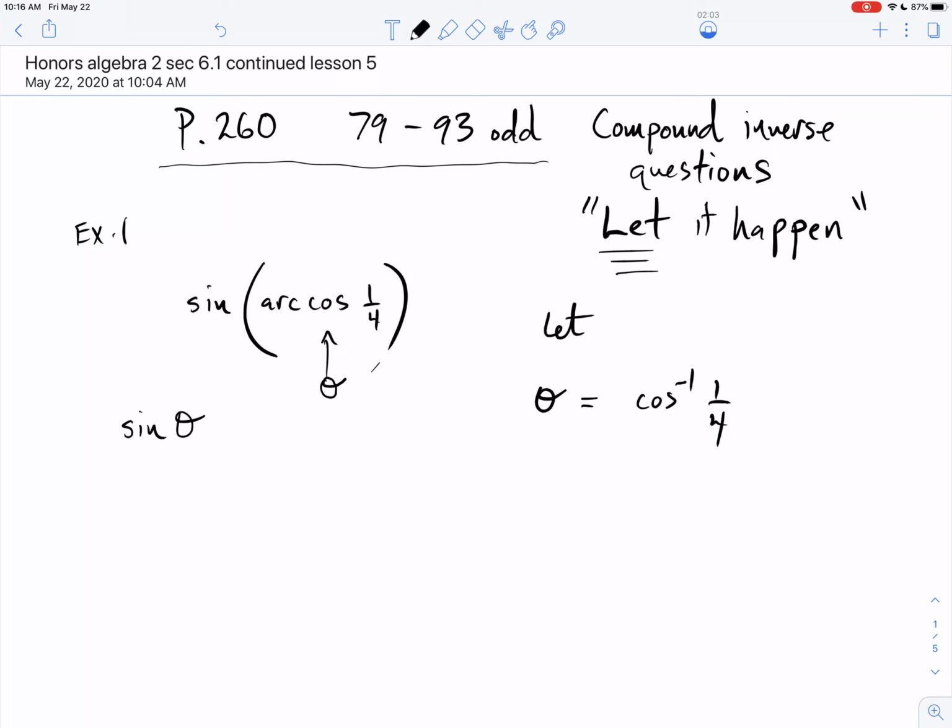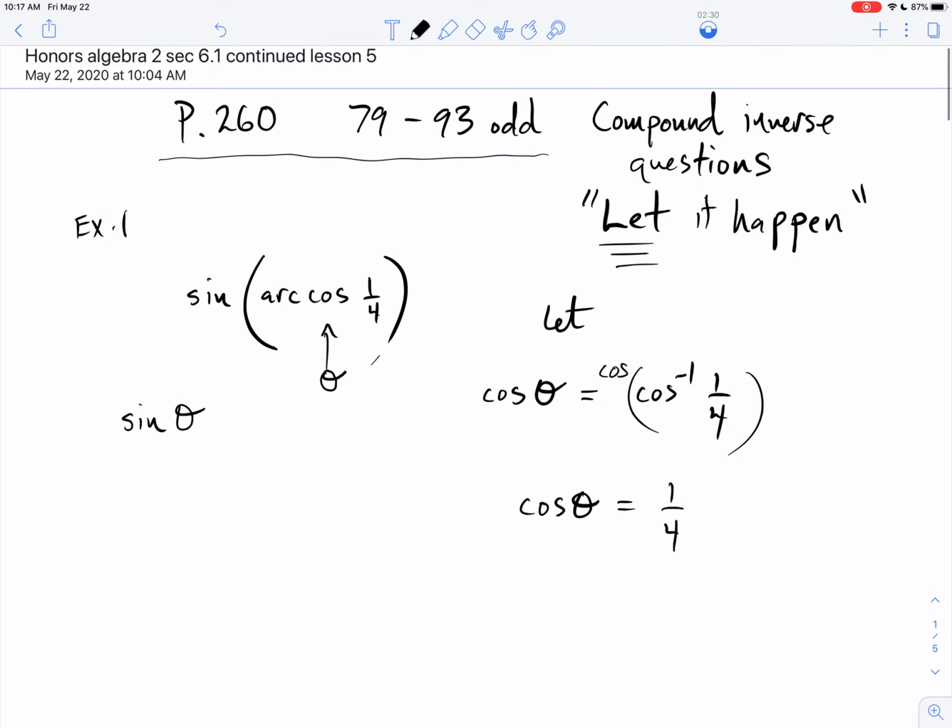Well, what does that do for me? It gives me something I can work with. I'm going to say, hey, cosine of that angle theta. You see where I'm going with this? What it's going to give me is cosine of theta equals 1/4. You happen to be a positive 1/4.